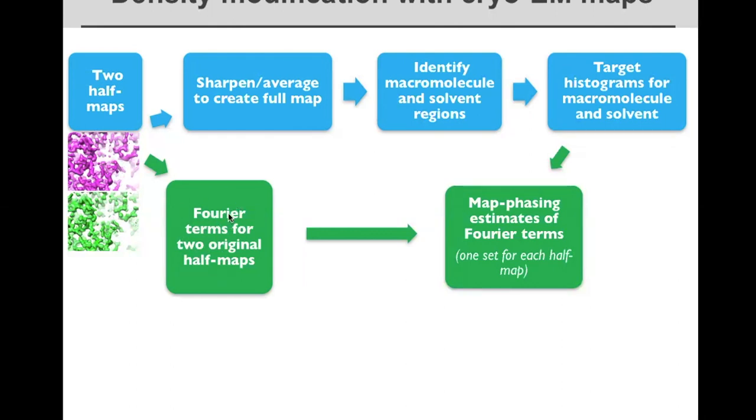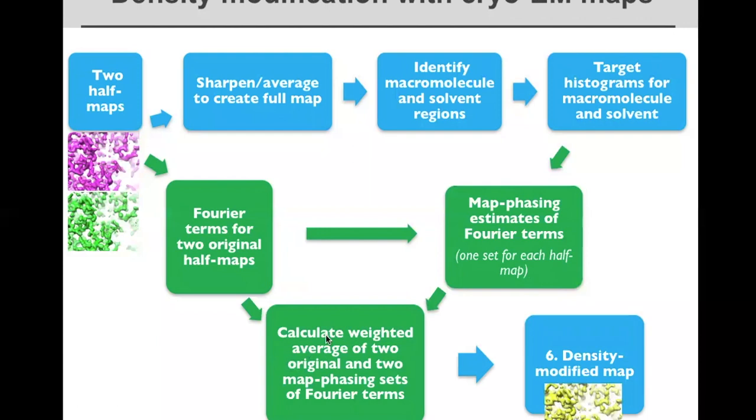For each one of these, we're going to ask, just as in the previous slide, take out one Fourier coefficient, ask what value of that Fourier coefficient leads to a map that generates histograms that are as close as possible to the target. And similarly, if there's symmetry, include that. This generates map phasing estimates of the Fourier terms, and there's one set for each half map. So now we have 4 maps. And we're going to then calculate the weighted average of the 2 original and 2 map phasing sets of Fourier terms, and that generates our density modified map.